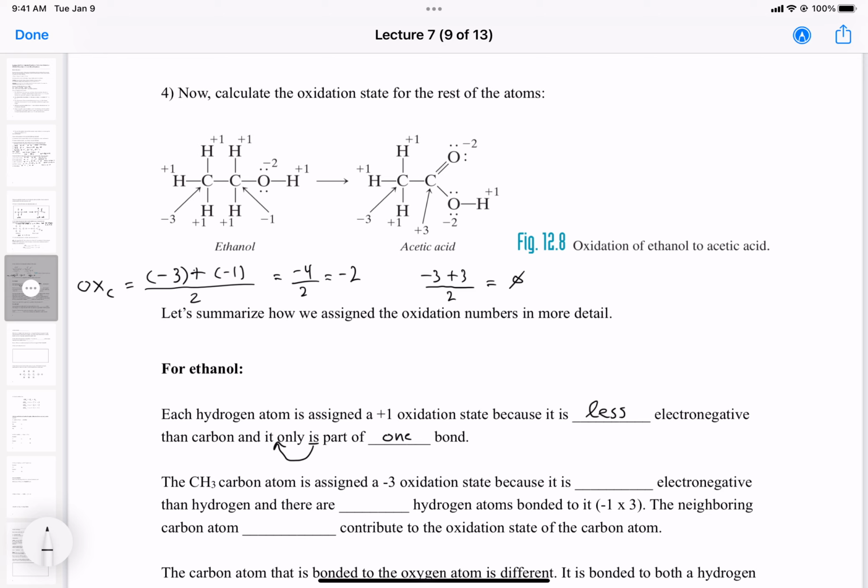That's because it is. Okay, the CH3 carbon atom is assigned a -3 oxidation state because it is more electronegative than hydrogen, and there are 3 hydrogen atoms bonded to it. So that's why we have -3. And then there's no contribution to the oxidation state from the carbon-carbon bond because they have the same electronegativity, so there's no preference for electrons in that case. They'll share the electrons equally, okay?